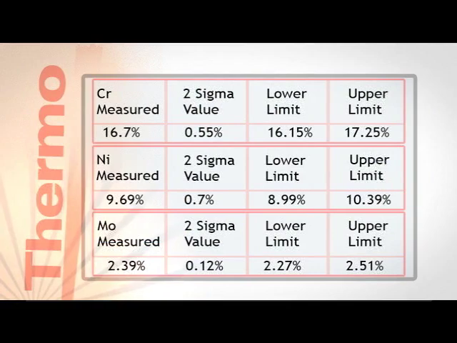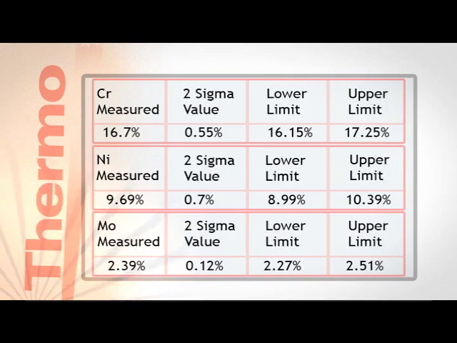This 2 sigma value represents 95% confidence that the calculated values will be within the lower and upper limits set by the 2 sigma boundary values. 95% confidence implies that if this same measurement was taken 100 times on the same sample for the same length of time, 95 times out of 100, the measured chrome concentration would fall between 16.15 and 17.25. This error value is taken into account in calculating the ID confidence number.